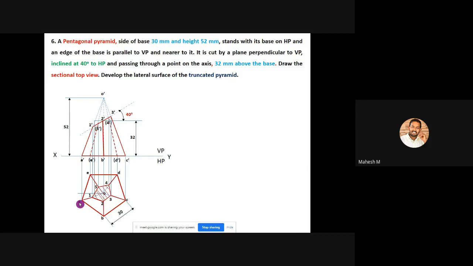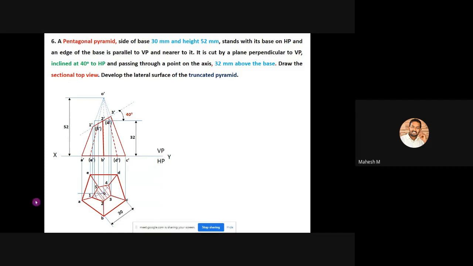Okay, Gana. So after doing this, you have to create a development. The condition for creating the development is that you have to measure the length of the slant edge. Particularly, that slant edge should be a horizontal line in the top view.